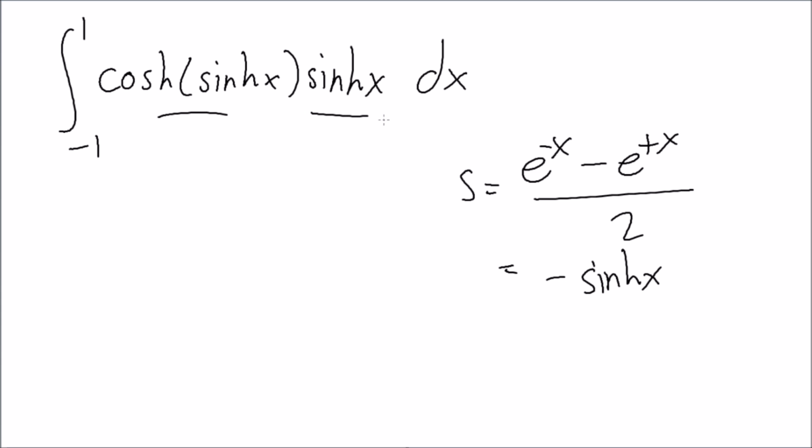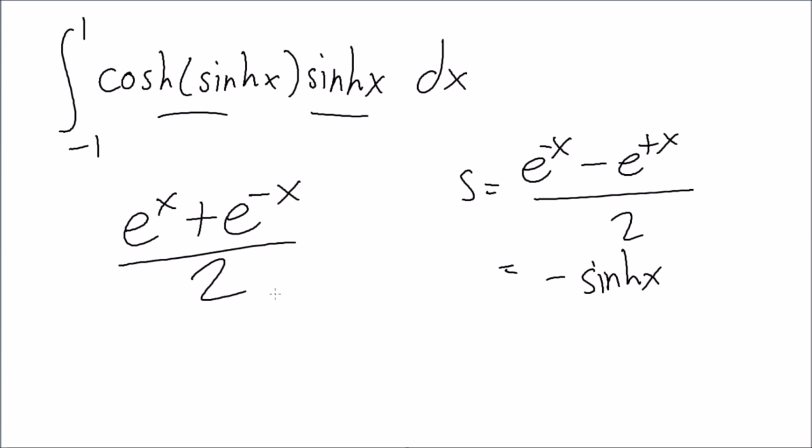So is cosh even? Just by looking at this, you can already tell, yes, this is even, right? A negative here makes this positive, and addition is commutative, so cosh is an even function, sinh is an odd function. So this whole thing is an odd function. So this integral is just equal to 0.